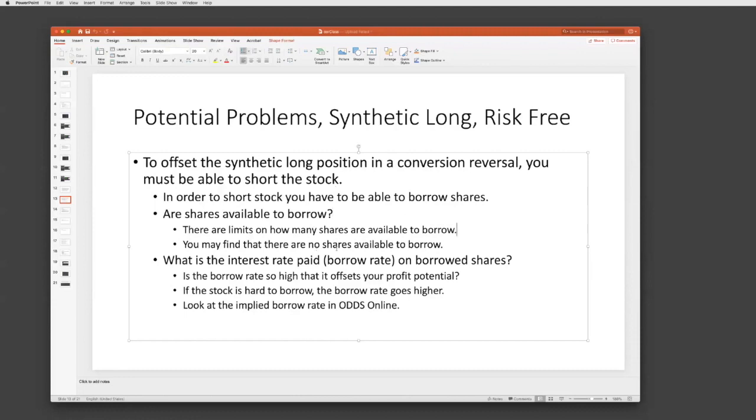You might find out in the case of Beyond Meat and Tilray, these are heavily shorted stocks, and that's why they're on our stocks to avoid list. They're heavily shorted.